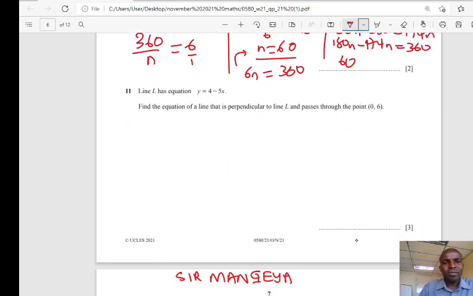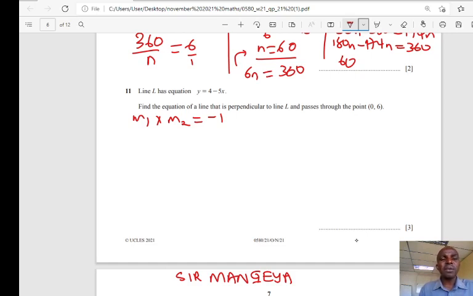Next, line L has the equation y is equal to 4 minus 5x. Find the equation of a line that is perpendicular to L and passes through the point 0,6. For perpendicular lines, the product of gradients is equal to minus 1. That is gradient of one line times gradient of another line, M2, is equal to negative 1. Like this. That's the concept based on perpendicular lines. Their gradients' product gives you negative 1.